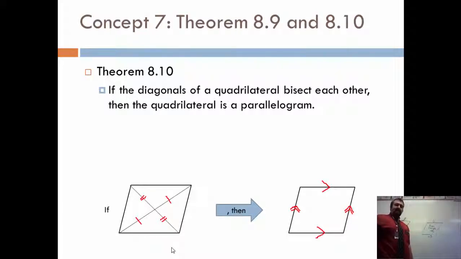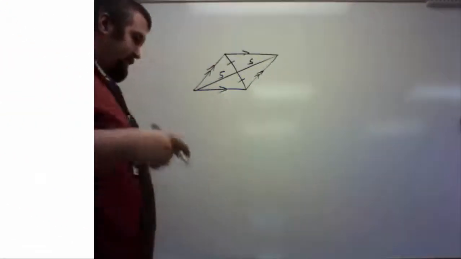Theorem 8.10 now takes a look at the diagonals. Now we're not looking at the sides or the angles. We're going to look at the diagonals. And if I think back to the last section, I said if it's a parallelogram, the diagonals bisect each other. And it just so happens that if I had a shape with the diagonals bisecting each other, like this one, where both diagonals are cut in half, then I know that without a shadow of a doubt this shape has to be a parallelogram. So if the diagonals bisect each other, parallelogram.